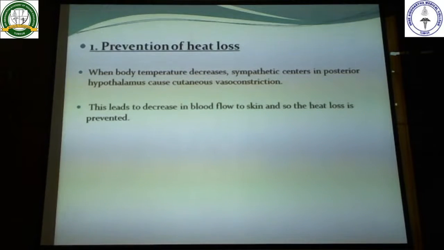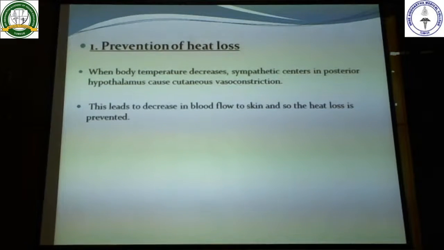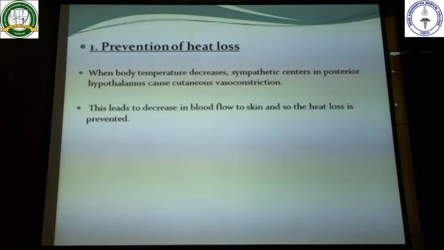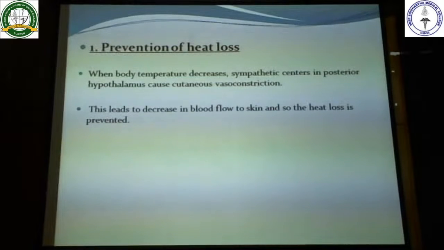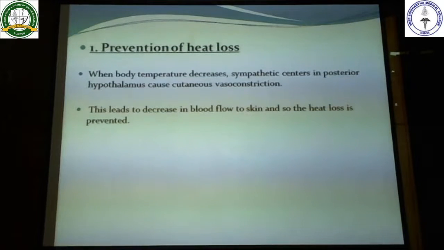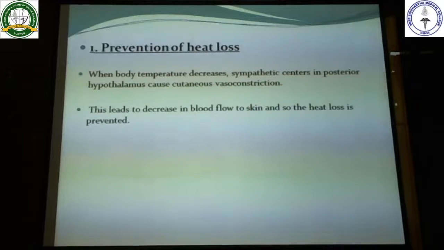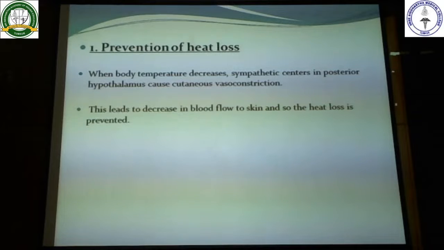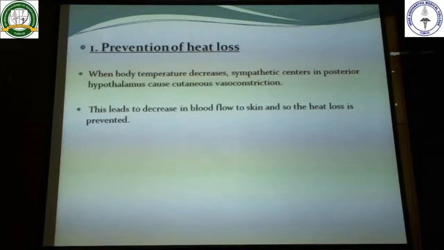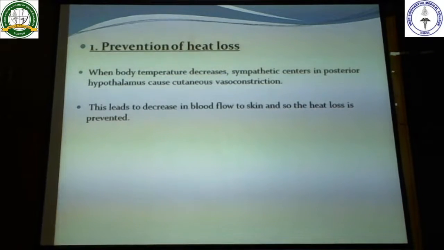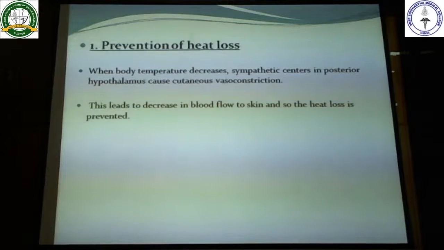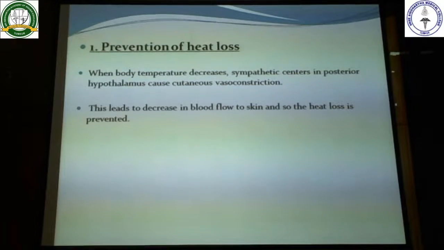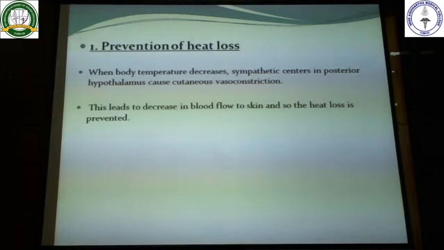Whenever the body temperature is reduced, the heat gain center, which is present in the posterior hypothalamus, is stimulated. The sympathetic centers in this posterior hypothalamus are stimulated, and they cause cutaneous vasoconstriction. As a result, the blood flow in the cutaneous blood vessels is reduced, so the sweat production is reduced. Hence, the heat loss from the skin is prevented.